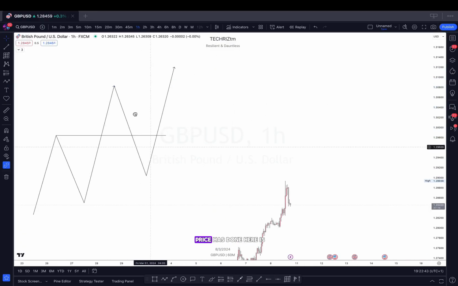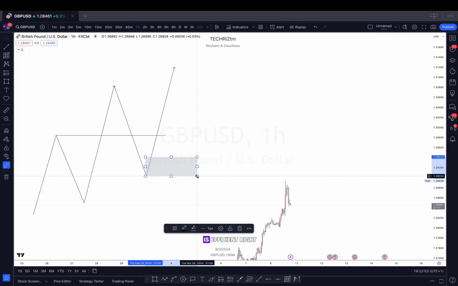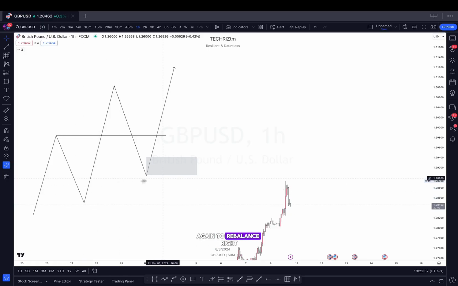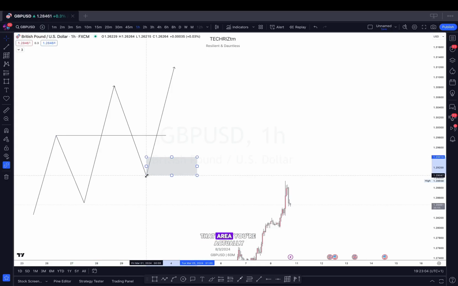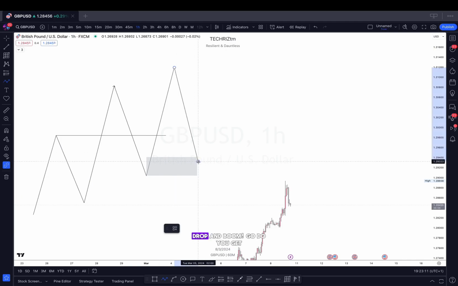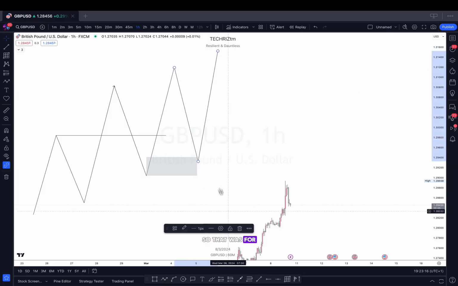So now what price has done here is that price is efficient in this area. This means in the future we can comfortably take trades from here, knowing that this area is efficient, right? And price would not be looking for anything down here again to rebalance. So this is why price sometimes goes beyond your area of value, because the area you're actually picking is not an efficient area. So in the future price will come back here, drop, and boom, go. Do you get? So that's efficient price action.